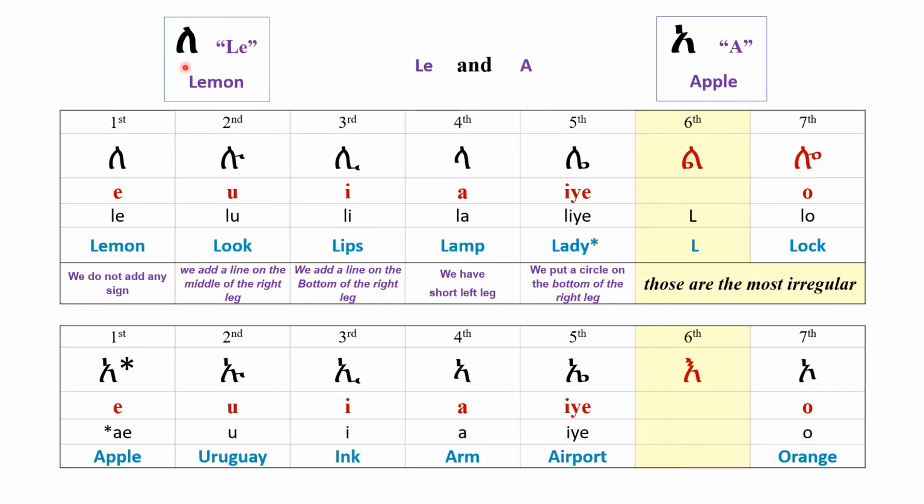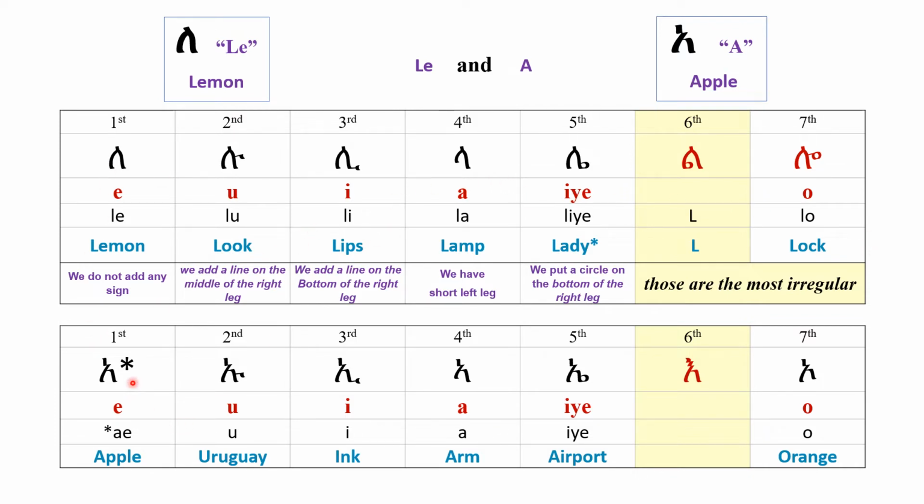Le, pronounced in English like lemon, A like apple. Le, lu, li, la, lie, le, lo. Pronounced in English like le like lemon, lu like look, li like lips, la like lamp, lie like lady, le and lo like lock.